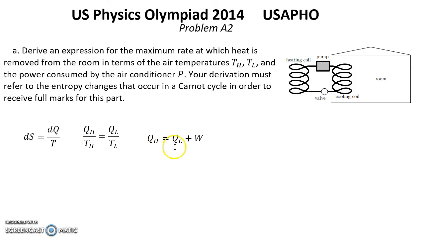From these two equations we can eliminate Q high, and we will get Q low equal W multiplied by TL over TH minus TL. And this is all that we need. Now we just need to divide this Q low by time to get the rate with which this heat is removed from the room. This will be QL over time, which is equal to power multiplied by this coefficient. This is the answer for question A.